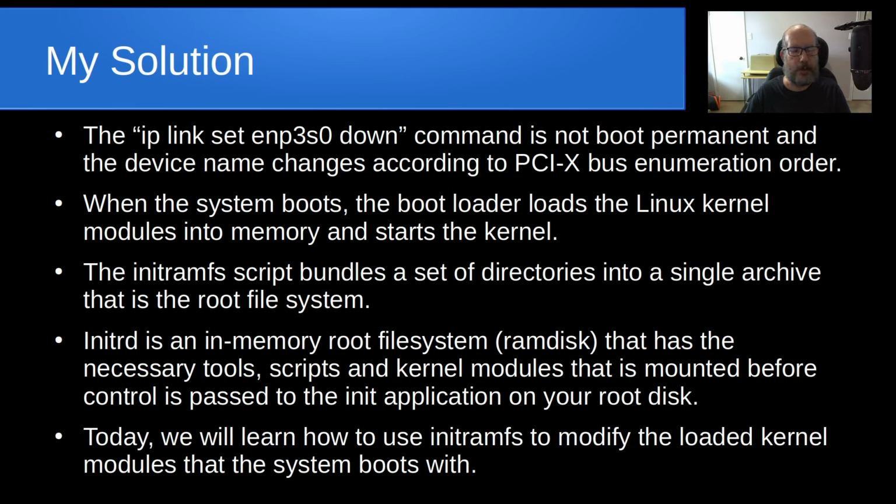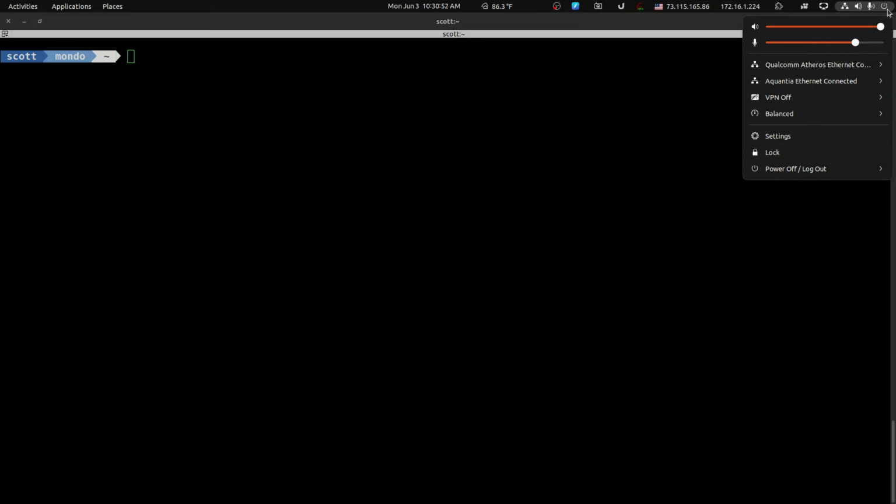Here we are on the primary display on my desktop, and you can see that I have a GNOME extension up here which calls out the address of 172.16.1.224 as my LAN address. But if I click the drop-down menu, you'll see that I have a Qualcomm Atheros Ethernet and an Aquantia Ethernet. The Qualcomm Atheros is the built-in integrated NIC on the motherboard, and the Aquantia Ethernet is the new 10 gig card that is on the PCI Express bus.